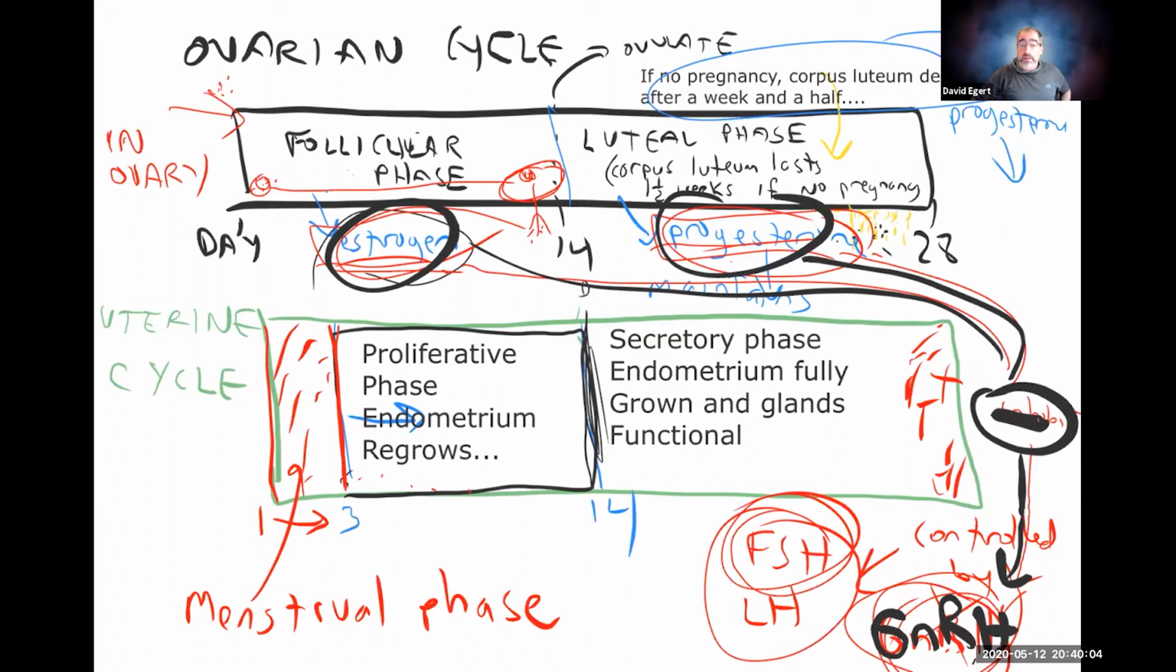Next class on Thursday, we're going to see what happens if there is a pregnancy. It turns out if there is a pregnancy, there is a hormone released by the developing embryo called human chorionic gonadotropin, which actually preserves the corpus luteum. I'll write it down just for right now, but we'll look at it again.